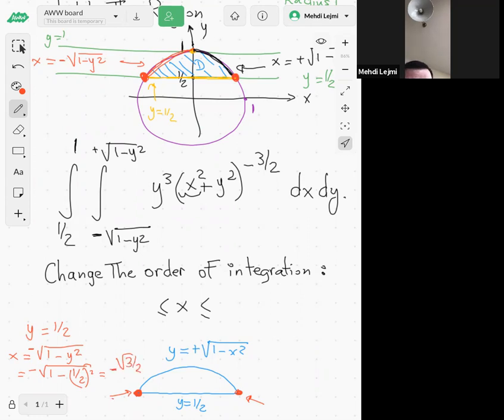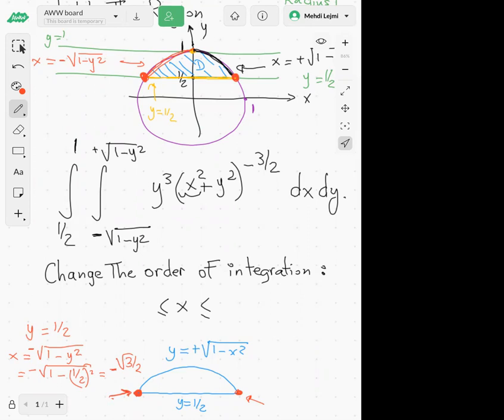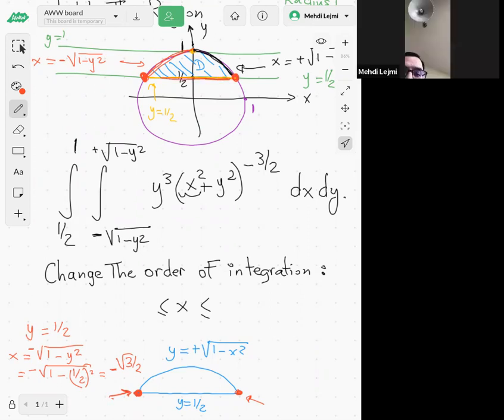So the x coordinate of this point, you see why y is equal to half, because here this is the line y equals half. The y coordinate of this point is equal to half, and it belongs to the circle, so it satisfies the equation of the circle. So then x is minus square root of 3 over 2 here. And the other side would be just the positive square root of 3 over 2.